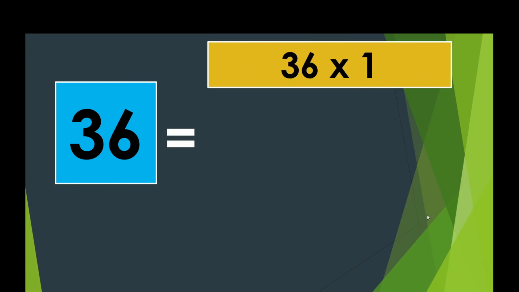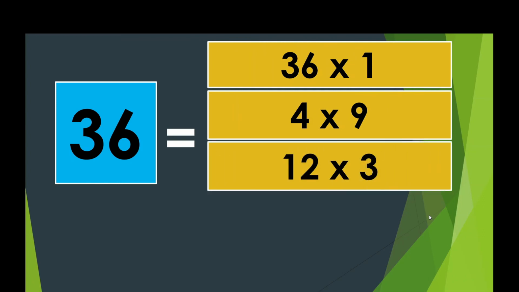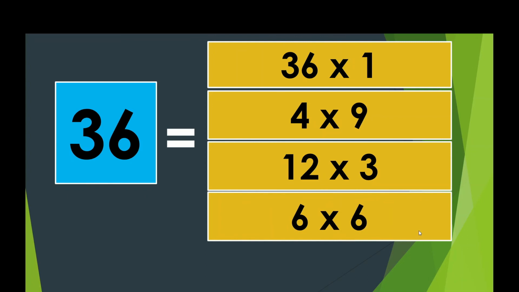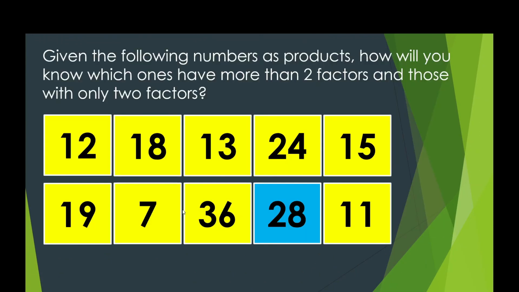36. The possible multiplication sentences for the product number 36 are the following. So we have 36 times 1, 4 times 9, 12 times 3, and 6 times 6. And the factors of the product number 36 are 1, 2, 3, 4, 6, 9, 12, 18, and 36.